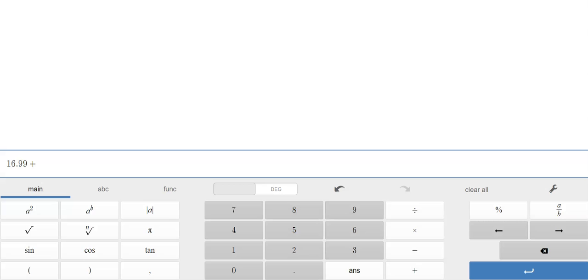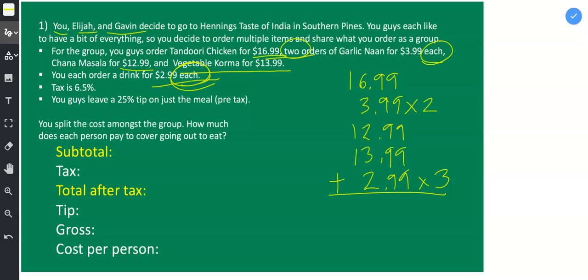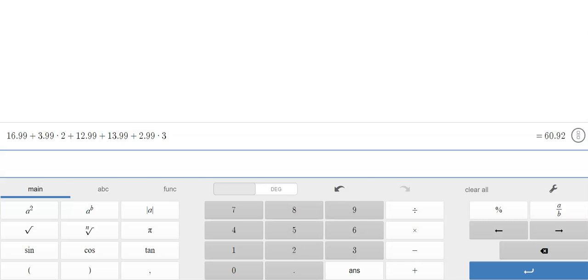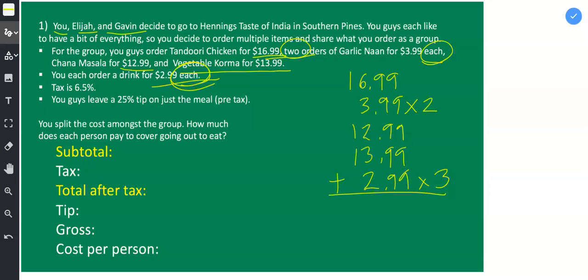$16.99 plus the $3.99 times 2. There were 2 of those. Then the $12.99 plus the $13.99 plus I think it was $2.99 per drink times 3. Let me just check. Yeah, that's correct. So $60.92 is the total. $60.92. And then I'm also going to place this over here.